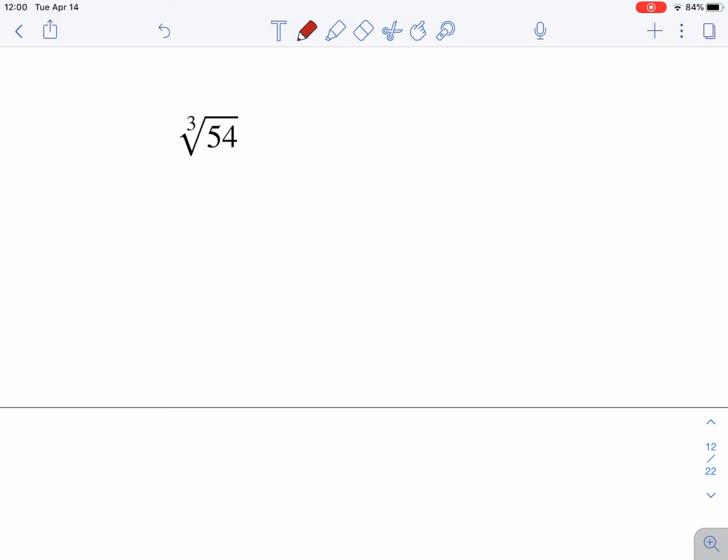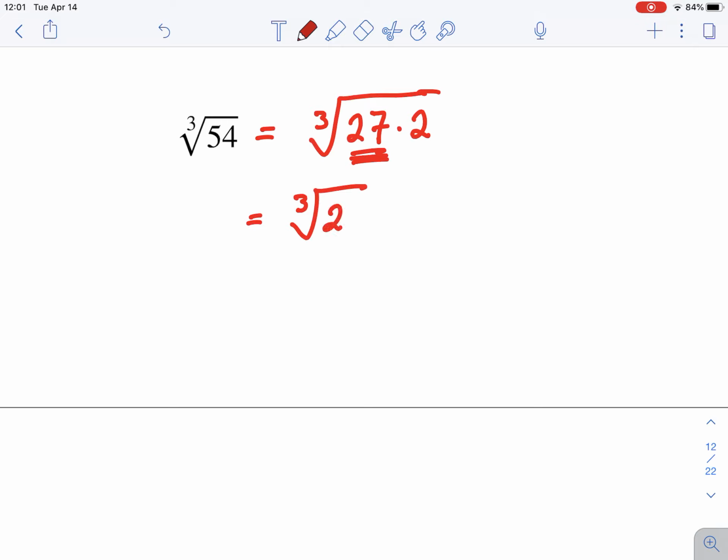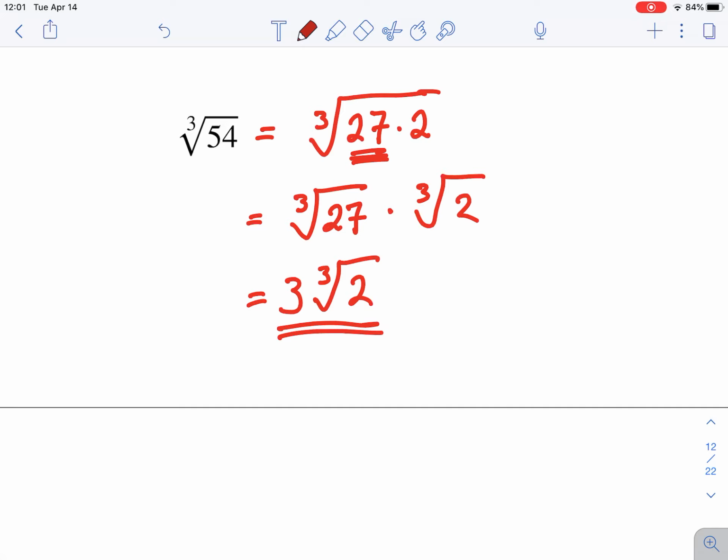Now we're going to do the cube root of 54. Now I have to think about my list of perfect cubes. What perfect cube can I divide 54 by? And in this case, that's 27. It's 27 times 2. 54 is 27 times 2. So I rewrite 54 as 27 times 2, where 27 is my perfect cube. And I break it apart. The cube root of 27 times the cube root of 2. And the cube root of 27 is 3, so this becomes 3 times the cube root of 2. This is now in simplest form.